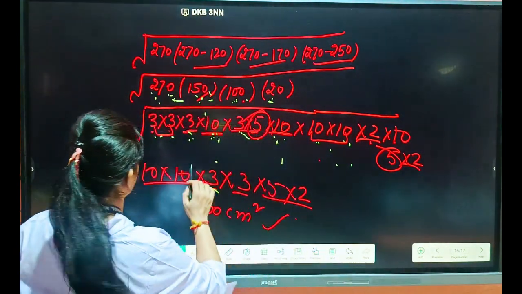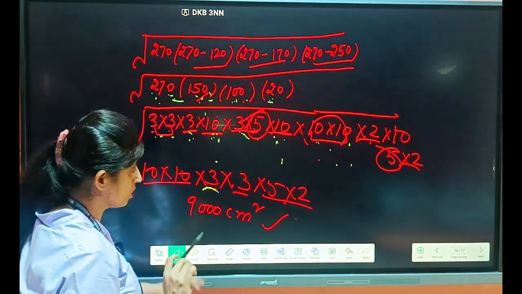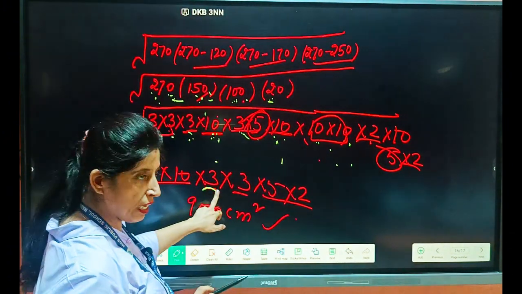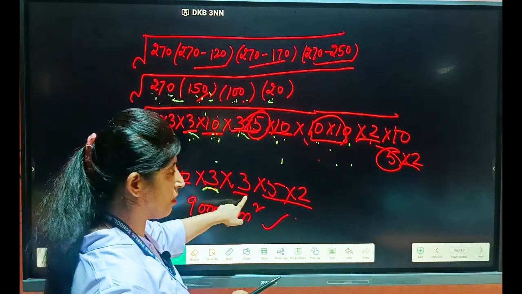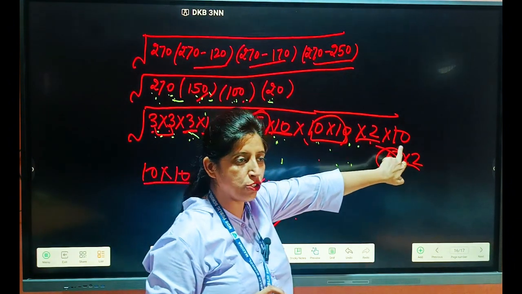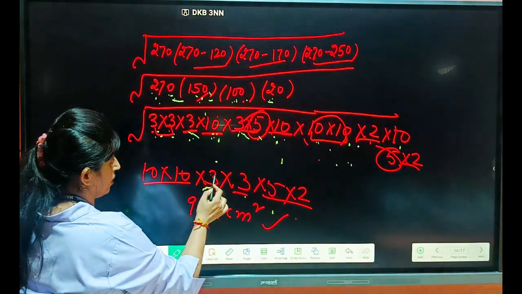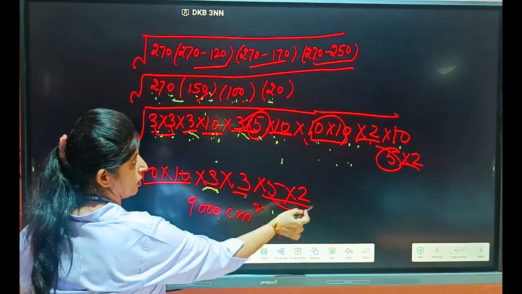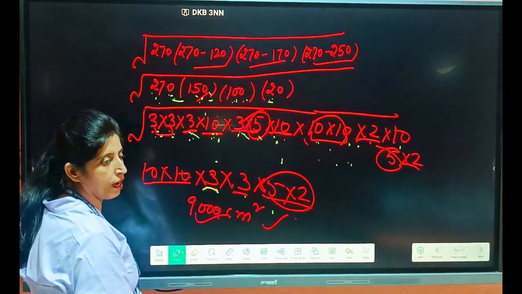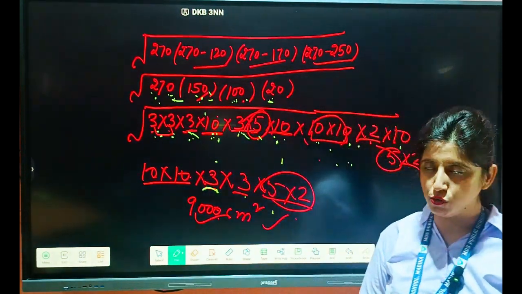ठीक है? देखो, this 10, 1 10 out. From these 2 10, 1 10 will come out. Now from these 3, 1 3 will come out. This 3 and this 3, 1 3 will come out. Now what is left? 5 2s are 10, and this 10 is also there. So 1 10 will come out. ठीक है? So 3 3s are 9, and 1 2 3, 3 zeros are there, so it will become 9,000 centimeters square. That is the answer of this question.